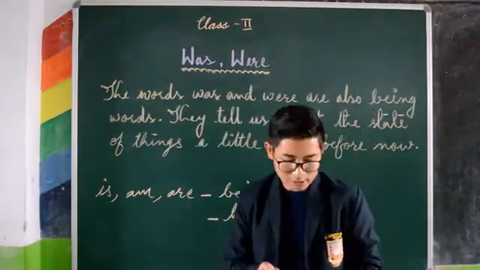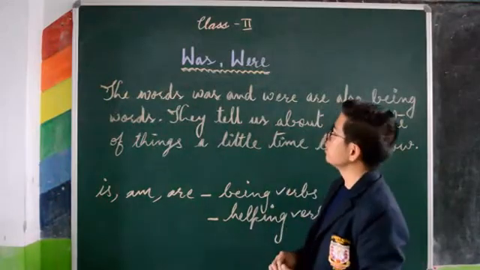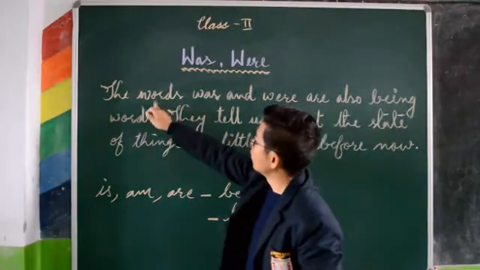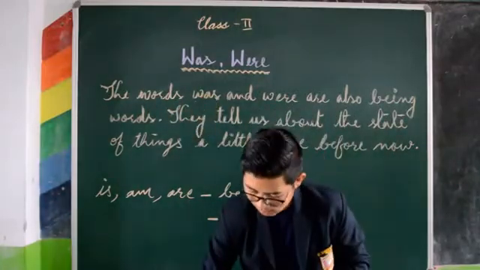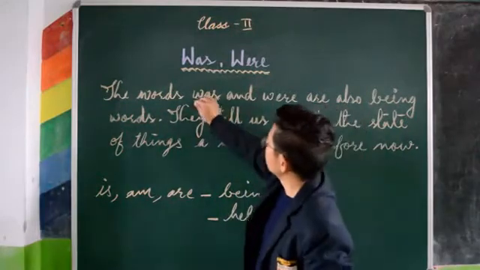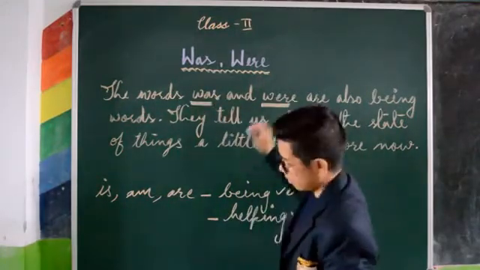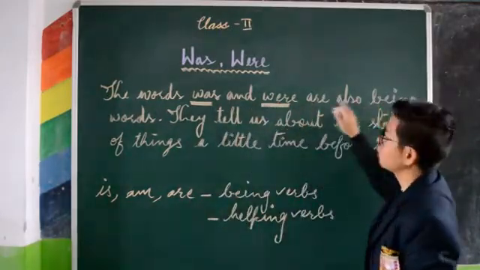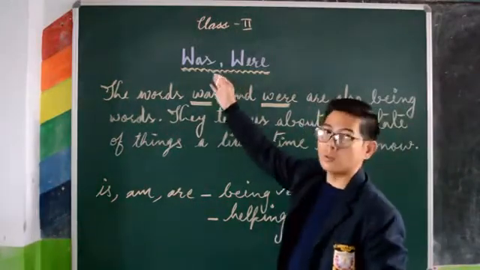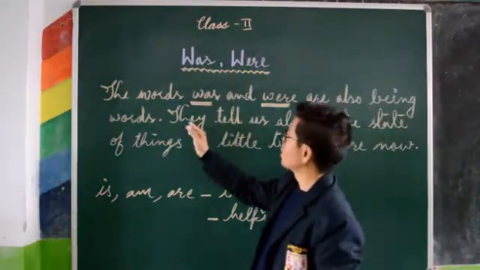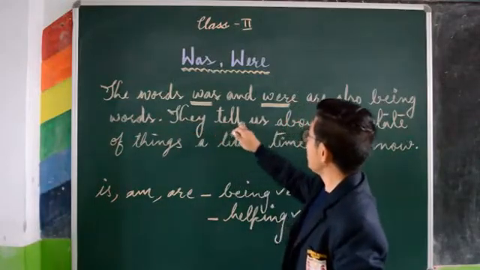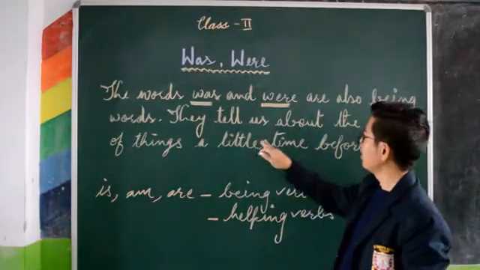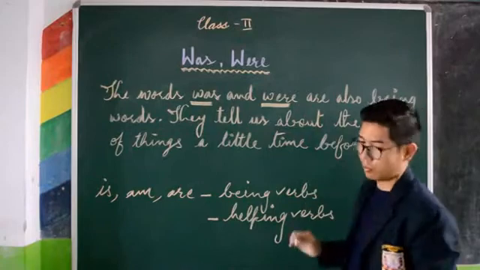Now, in this chapter, we are going to learn was and were. The words was and were are also being words. They are also known as being words. They tell us about the state of things a little time before now.